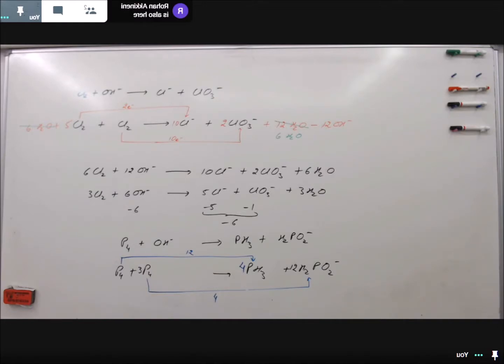Sir, why did you multiply H2PO2 with 12? Because I considered it to be formed from 3P4. To balance phosphorus, I need to multiply it by 12 because I have 12 phosphorus on the left hand side. So sir, we're balancing 3P4 and H2PO2 here. Yes, because the arrow says so. Okay, fine.